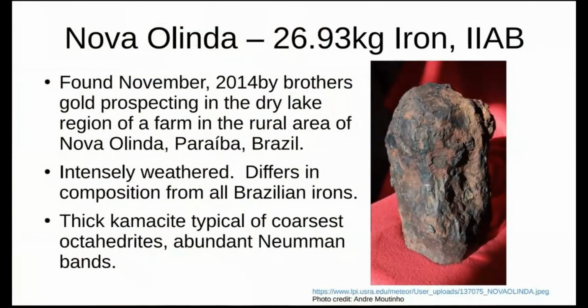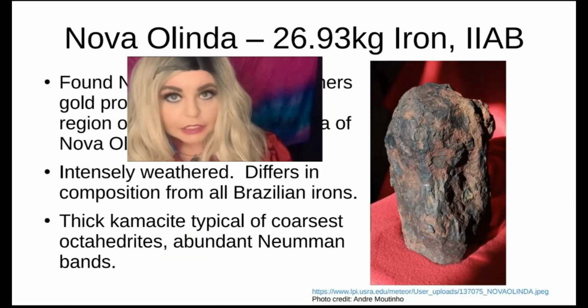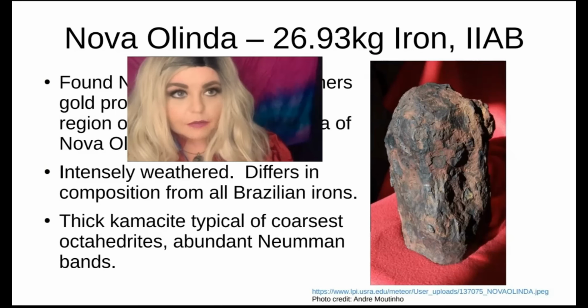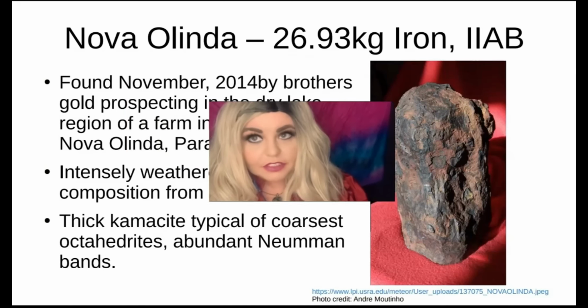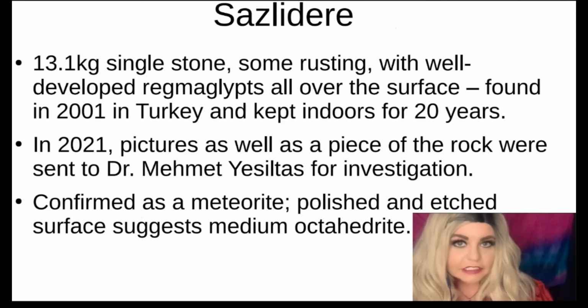Next was the iron that fell in Brazil, Nova Olinda. It was found by 2 brothers who are also gold prospectors. They found it in a rural farming community in a dry lake bed, and from what I understand, it was highly weathered. It had really thick deposits of cohenite and also abundant Neumann lines. They got it classified as an iron IIAB, but it was noted that it differs from any other Brazilian iron that has been found.